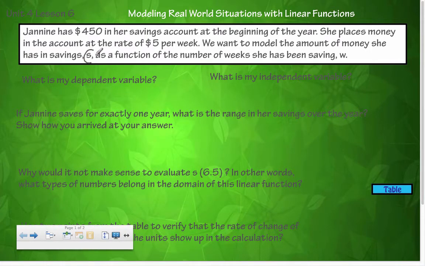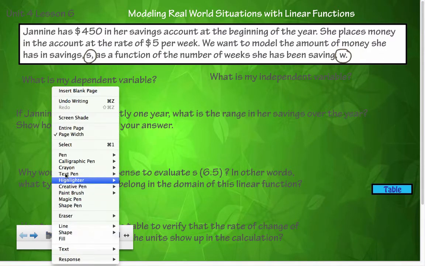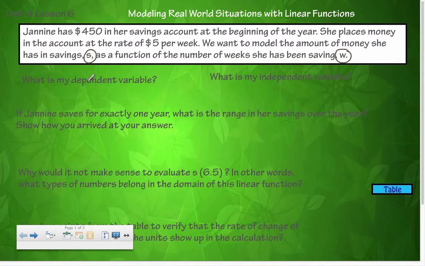So savings, S, and weeks, W. Well, the first thing we have to figure out is which one is the dependent variable and which one is the independent variable. Because remember, when we do a linear function, the linear function is y equals mx plus b. Except we're not going to use y and x. We're using S and W. So my independent variable is the weeks. Remember, you can never control time. Time is always independent. And how much I save is the dependent variable.